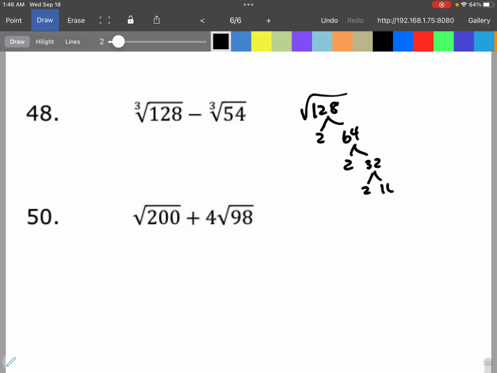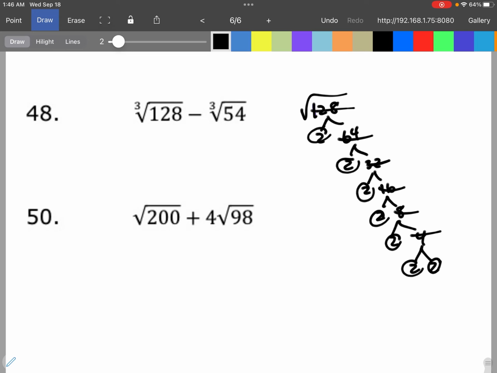2 and 16. 2 and 8. 2 and 4. 2 and 2. Yes, that was a lot of chopping. 1, 2, 3, 4, 5, 6, 7. We got seven 2s. That's a lot of 2s.